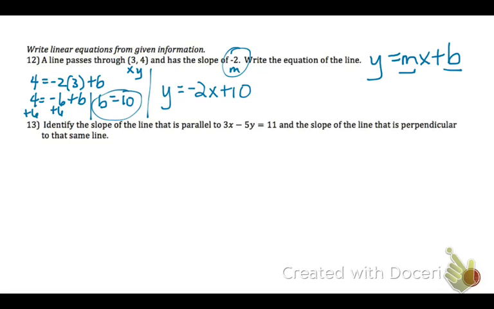Lastly, identify the slope of a line that is parallel to this line, 3x minus 5y equals 11, and the slope of the line that is perpendicular to that line. So you need to remember parallel slopes are the same. Perpendicular slopes are the negative reciprocal.